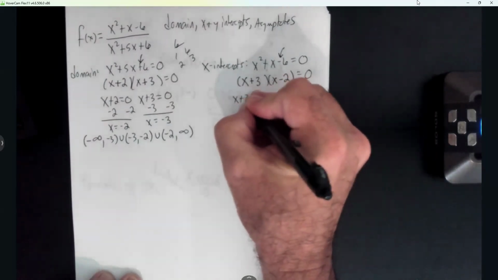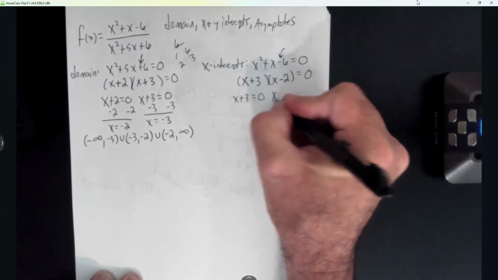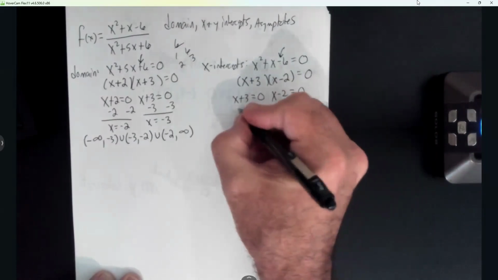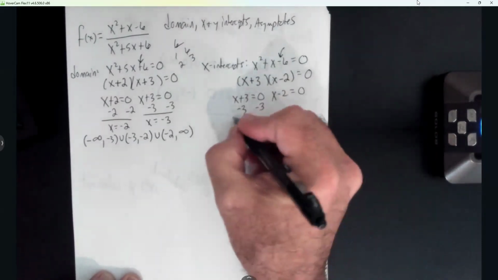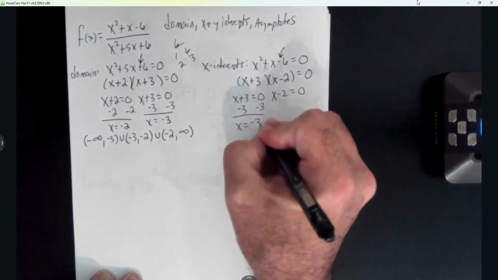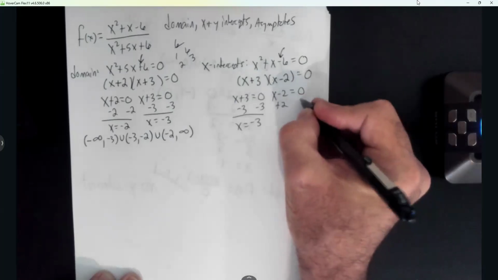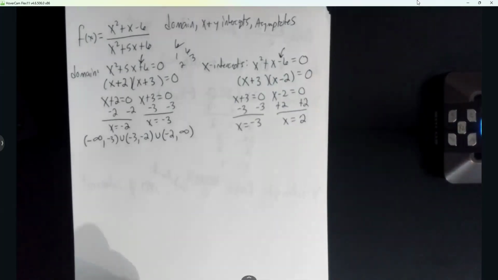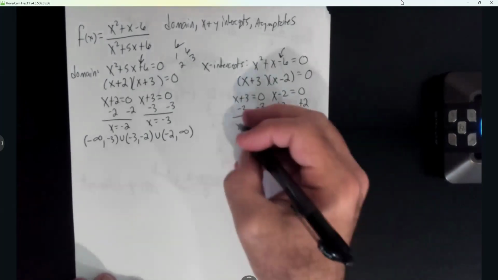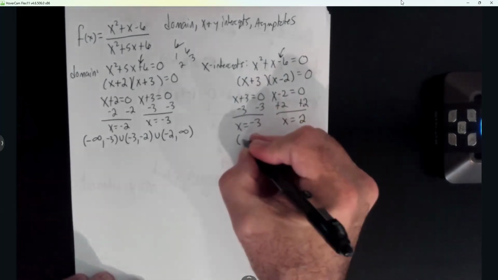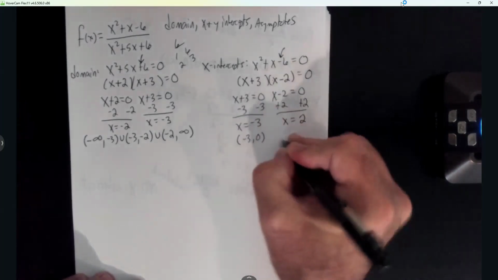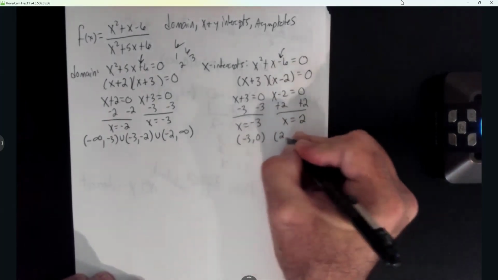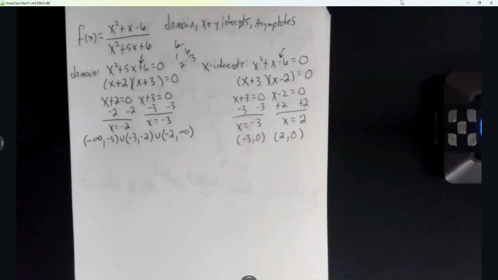All right, so finish it out by solving these. Here I would subtract 3. I get x is a negative 3. Here I would add 2. Get x is a positive 2. So my x-intercepts are going to be negative 3, 0, and 2, 0.